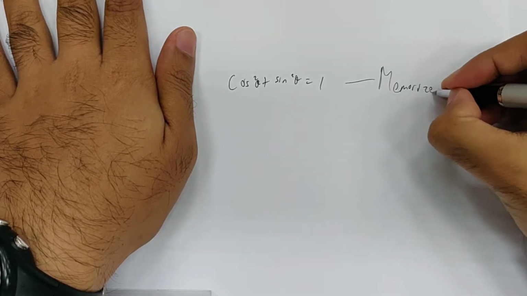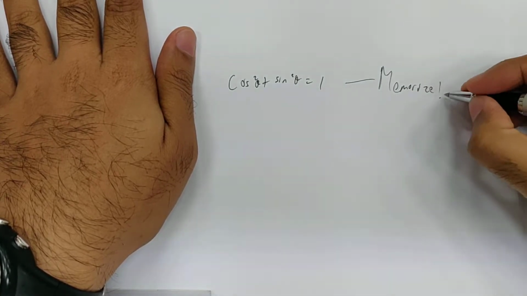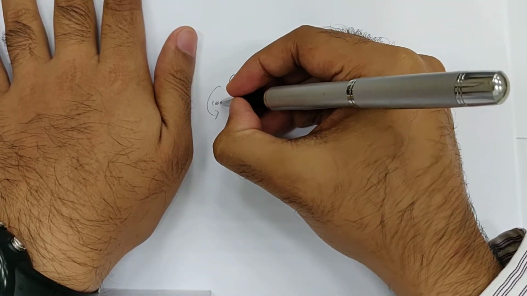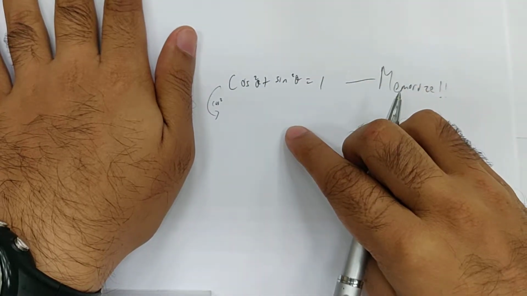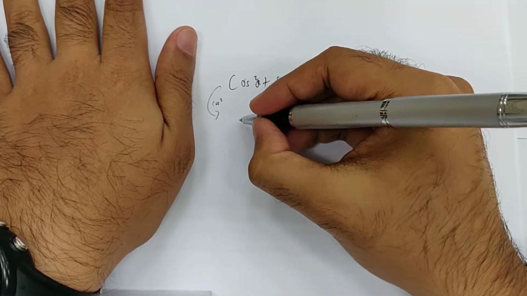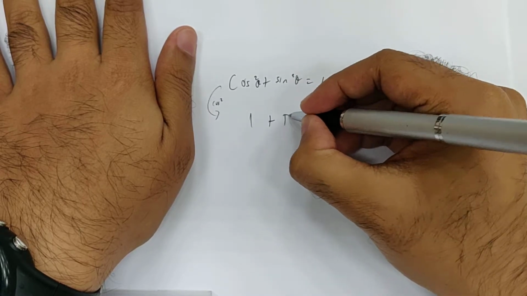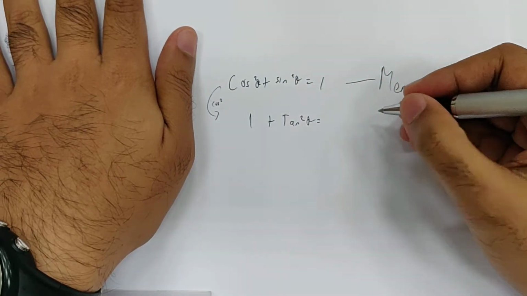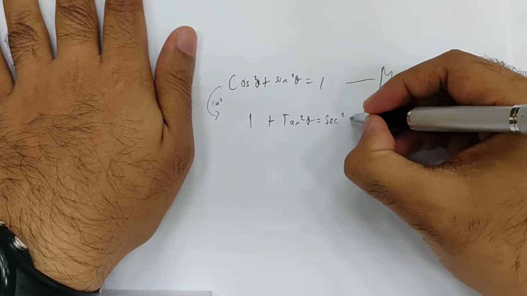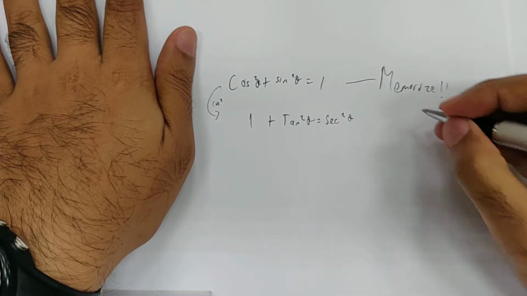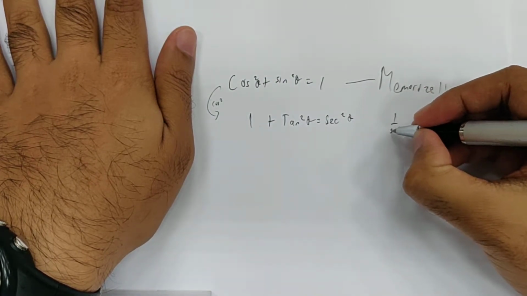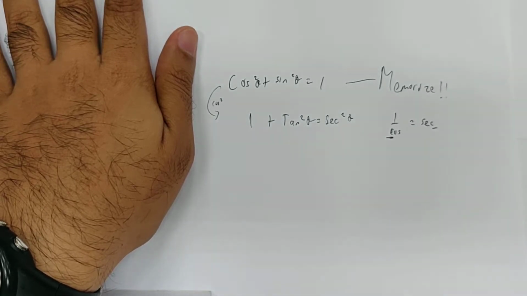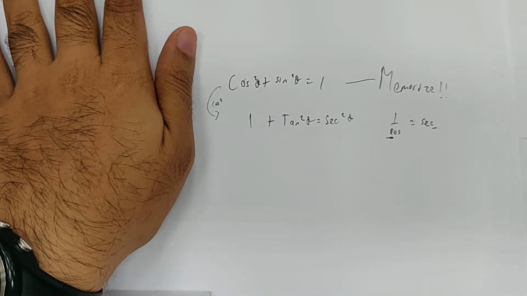I can derive two more formulas from here. How? Divide everything by cos squared. So what do I get? 1 plus sine over cos, tan squared theta, equals 1 over cos, sec squared theta. If you found it difficult, 1 over cos, remember, is what? Sec. It's not that super difficult.